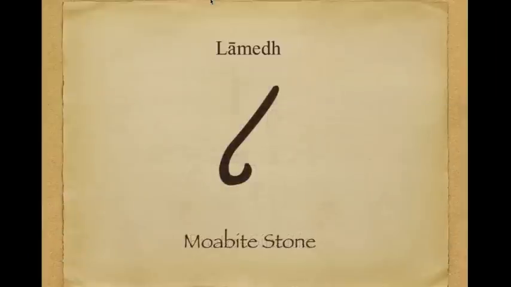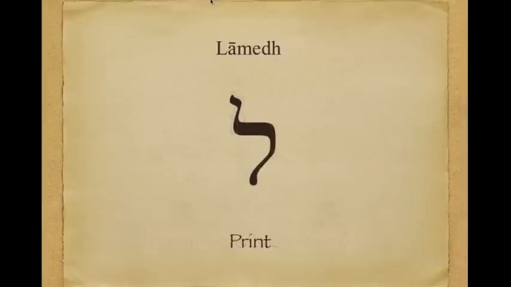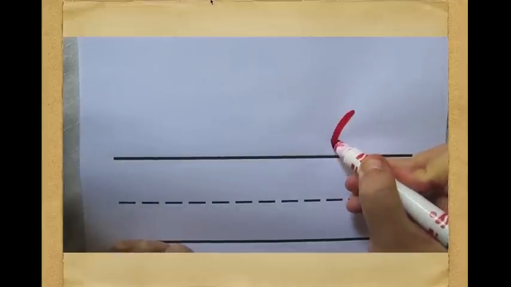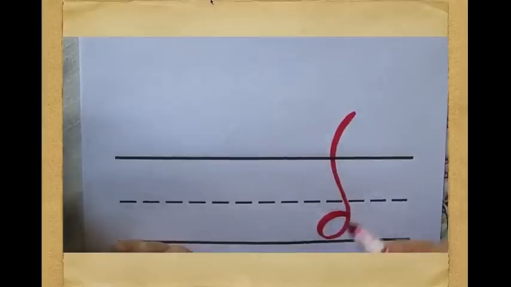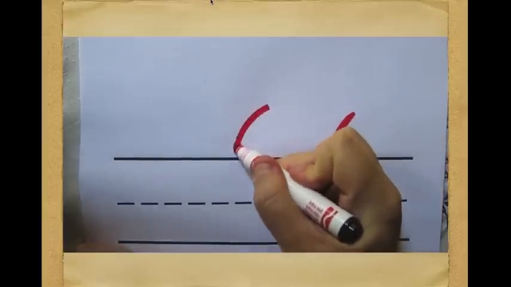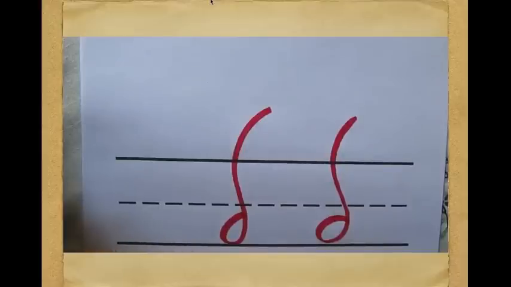The letter lamed may be pronounced like the letter L in long. The lamed begins well above the line where most Hebrew letters fall. And then you curve it down slightly, and it curves around at the bottom to meet back with that line. And that's lamed.